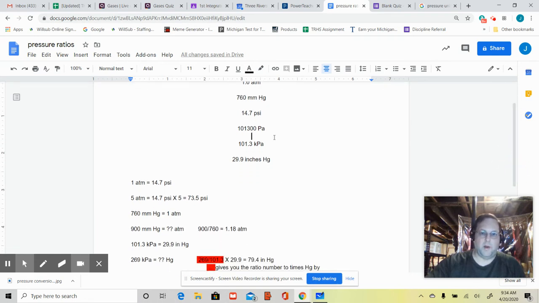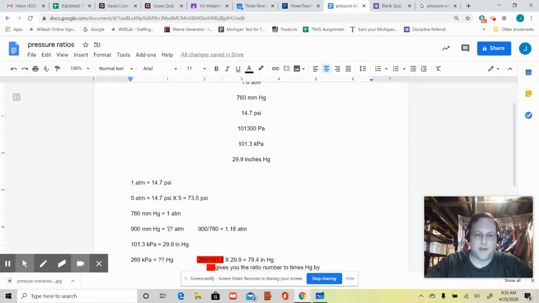First of all, if I have 1 atmosphere, it equals 14.7 pounds per square inch. So if I have 5 atmospheres, it's just 14.7 times 5. So I have 73.5 pounds per square inch. If I have 760 millimeters of mercury, that means I have 1 atmosphere.